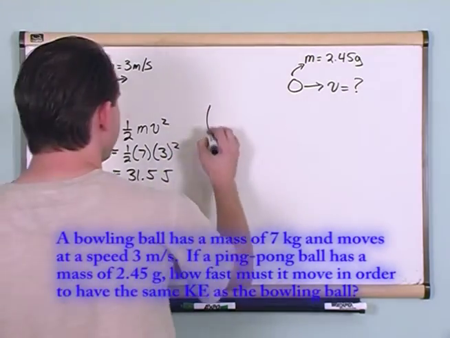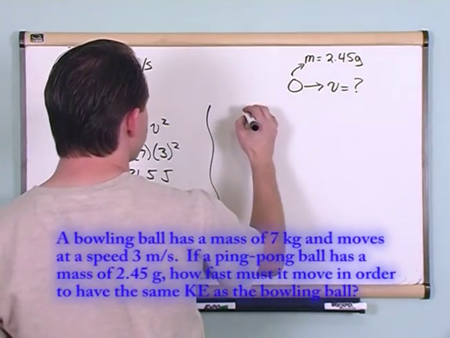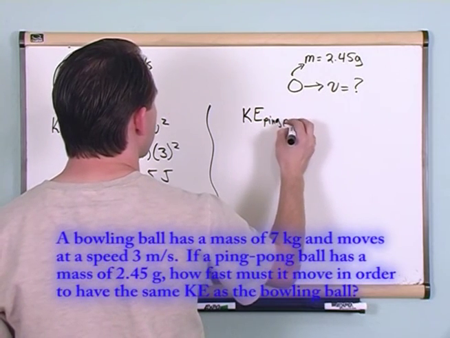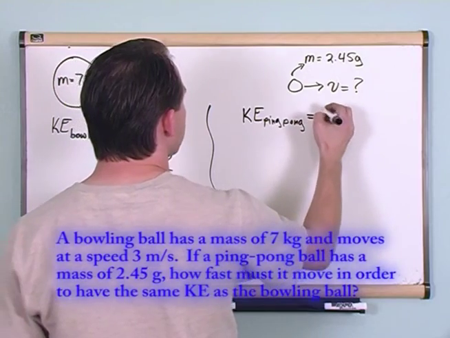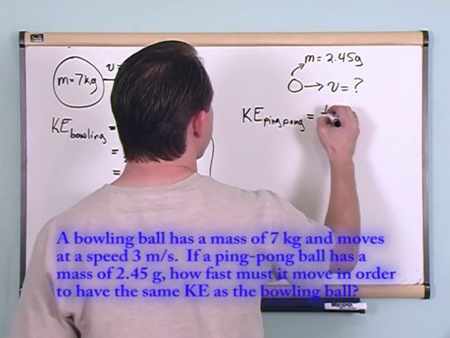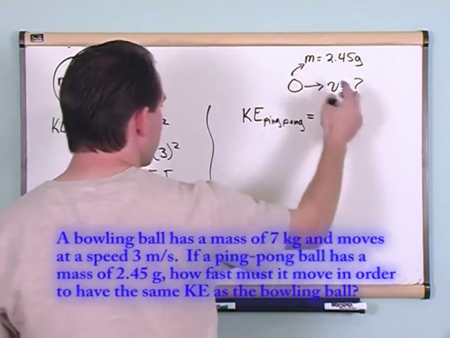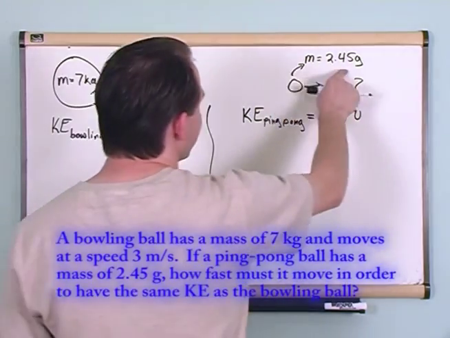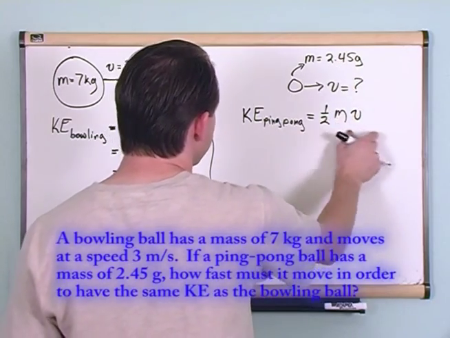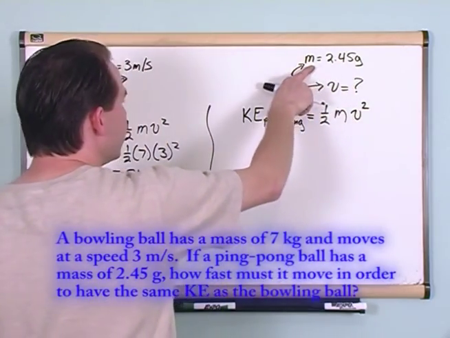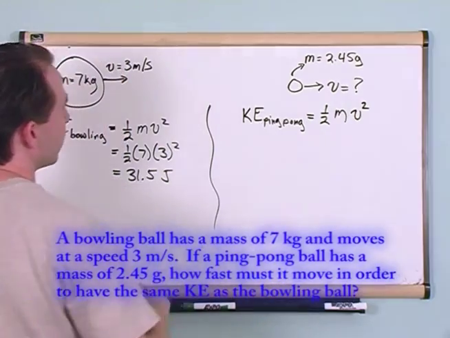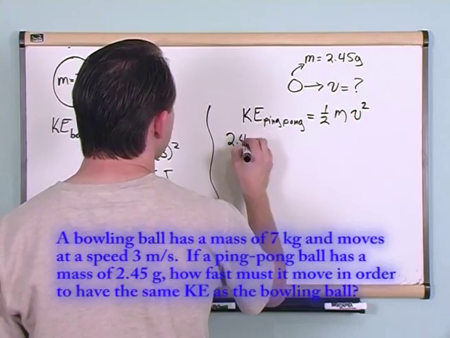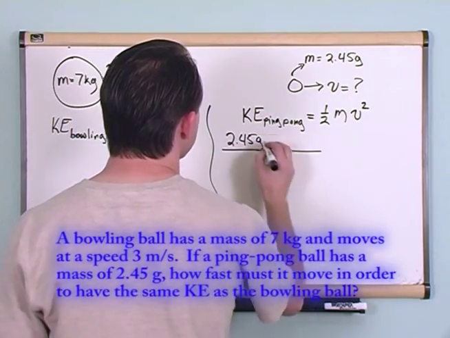Now what you really want to do is set up another equation over here. You're going to have the kinetic energy of the ping pong ball, and that's going to equal 1/2 times the mass of the ping pong ball times the velocity of the ping pong ball, which is what we're trying to calculate. But the mass here isn't going to work because to use these equations, you have to have the correct unit, and the correct unit here is kilograms. You can't really operate in grams. So what we need to do is convert 2.45 grams to kilograms.